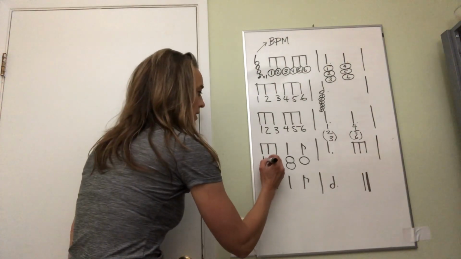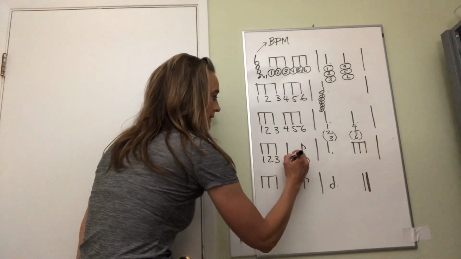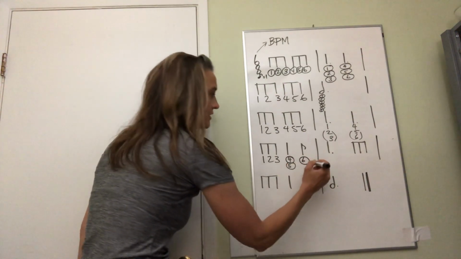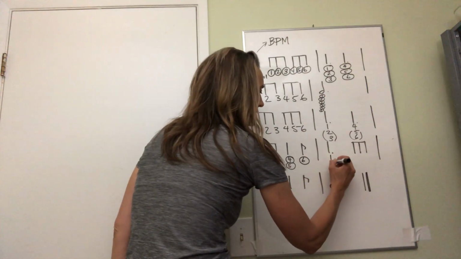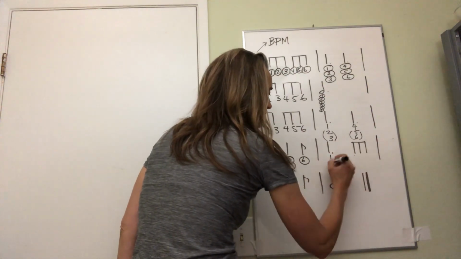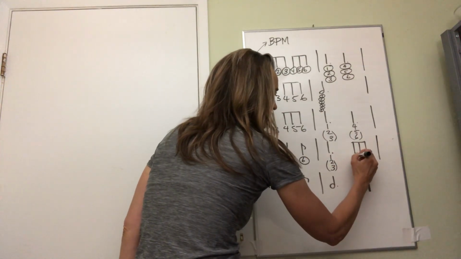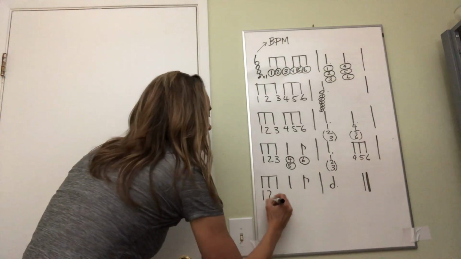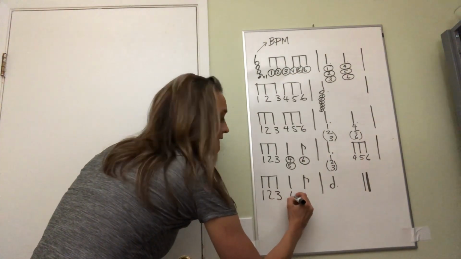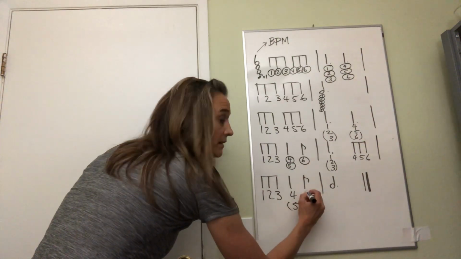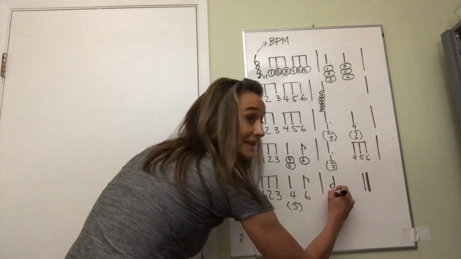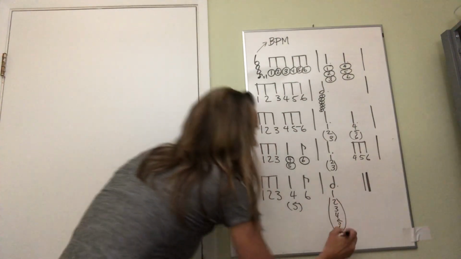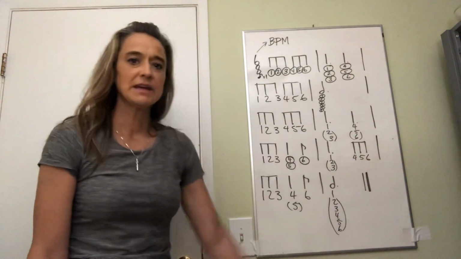Next one. 1, 2, 3, 4, 5, and 6. Good. Keep going. 1, 2, 3. Oops, parentheses. Thank you. Next one. 4, 5, 6. And 1, 2, 3, 4, 5, 6. And then easy. 1, 2, 3, 4, 5, 6. All these parentheses. Okay. Now we're going to count it.